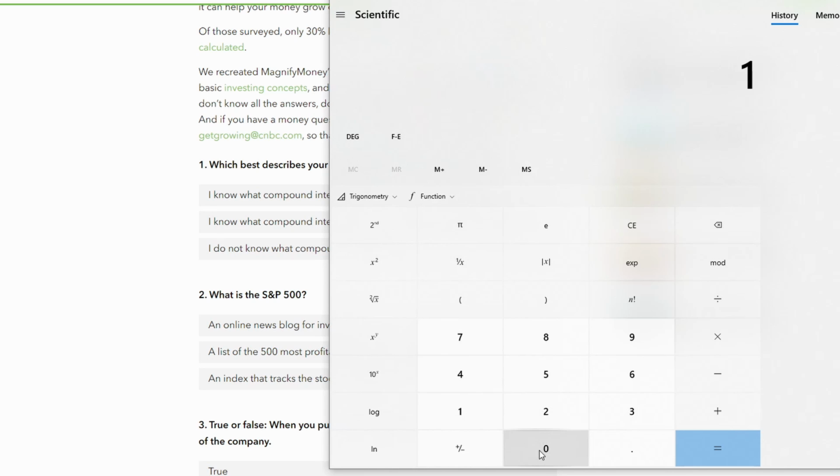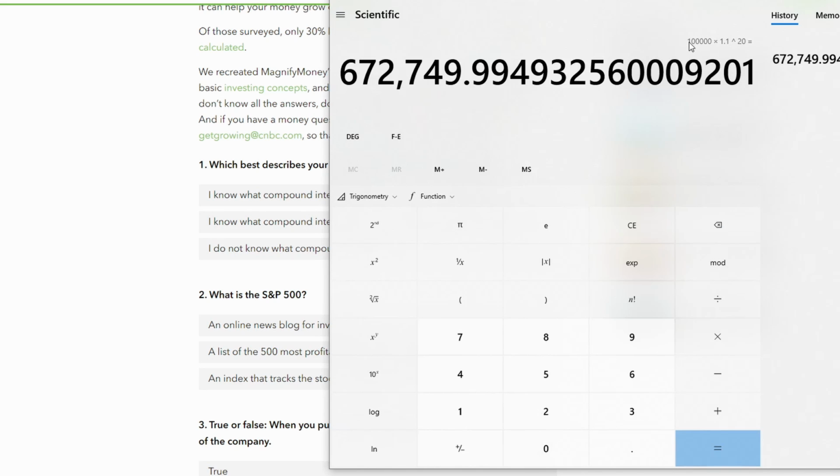So pretty straightforward. Let's take 100,000 and let's assume you get compound interest of 10% for 20 consecutive years. So I take 1.1 and I click this to the power of 20. Okay. So you can see here the formula is 100,000 multiplied by 1.1 to the power of 20. That means 10% compound interest for 20 years. From 100,000, it becomes 672,000.